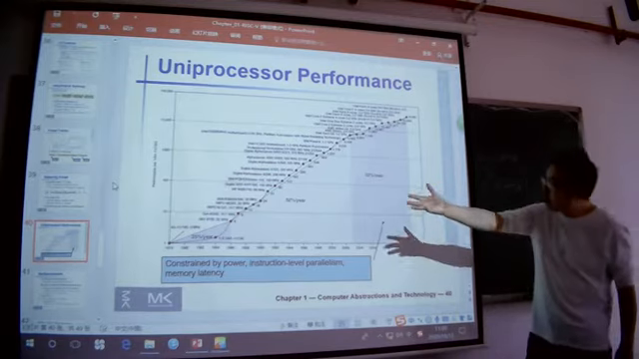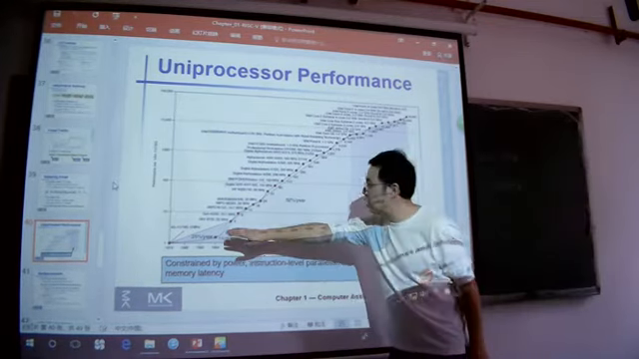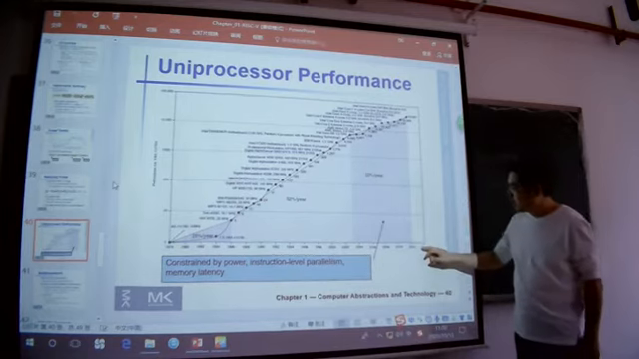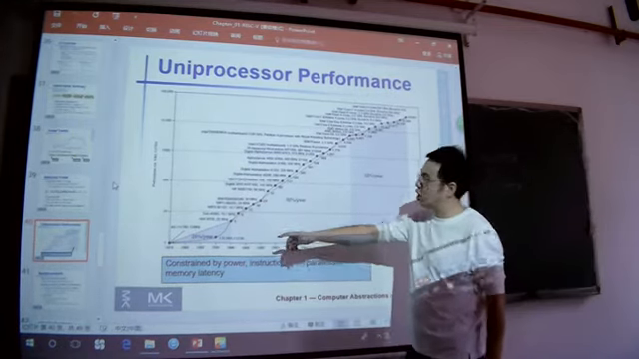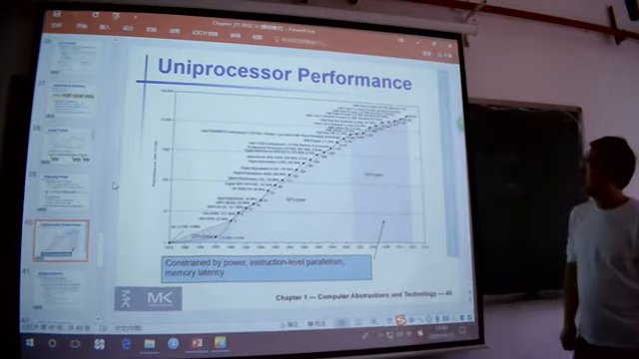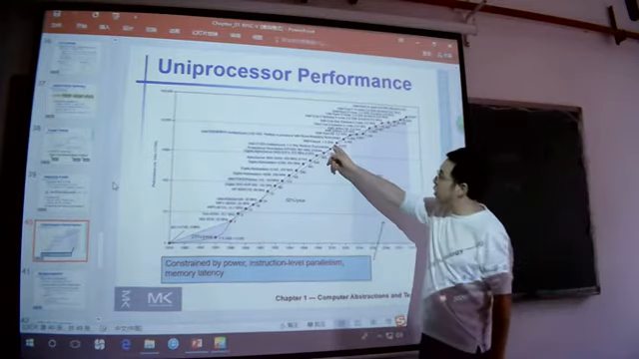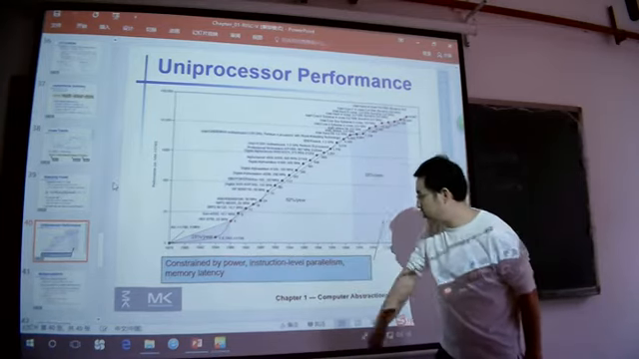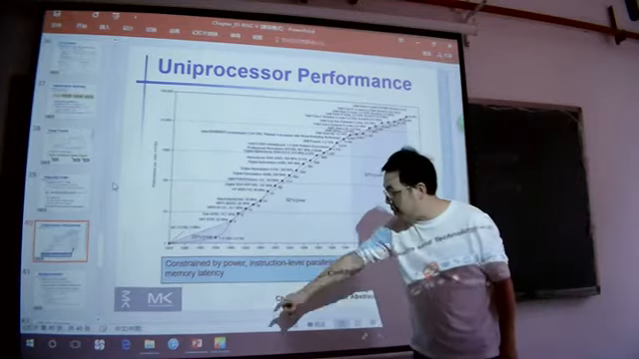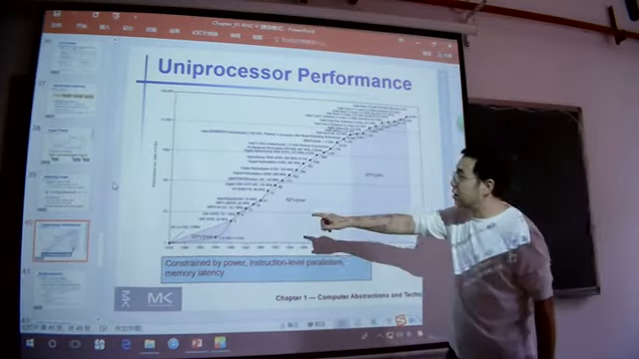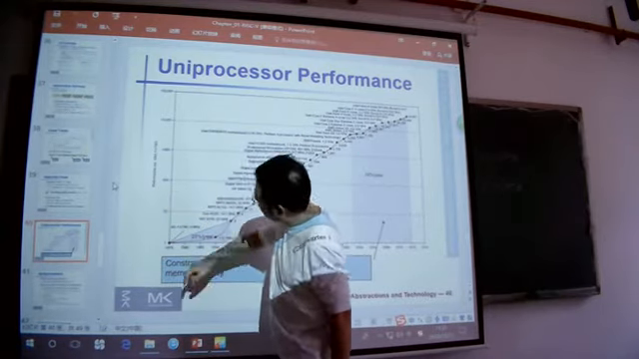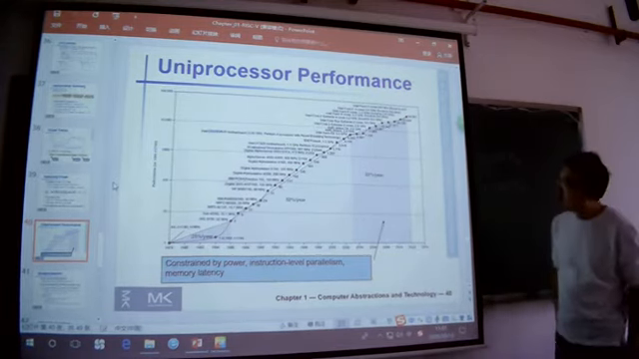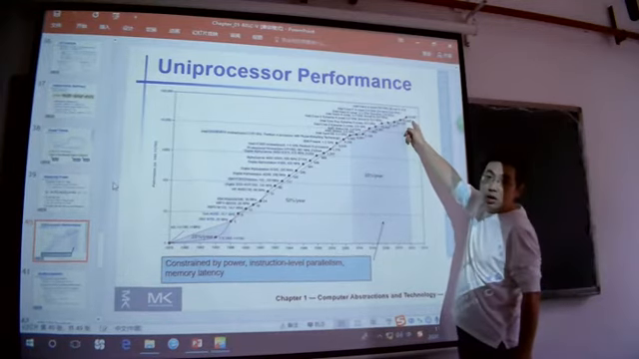Uniprocessor performance, we can find the trend. The trend we can find is from 1978 to 2015. We can find the trend is a very large increase. We can find the increase in CPU frequency, and the power, the instruction level parallelism, and memory latency. So you can find the number of this is the performance. The last one is Intel Xeon.